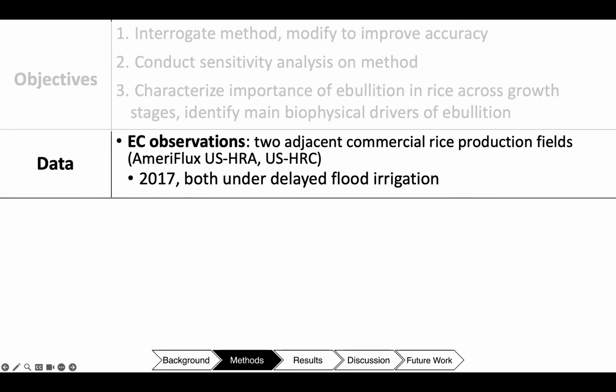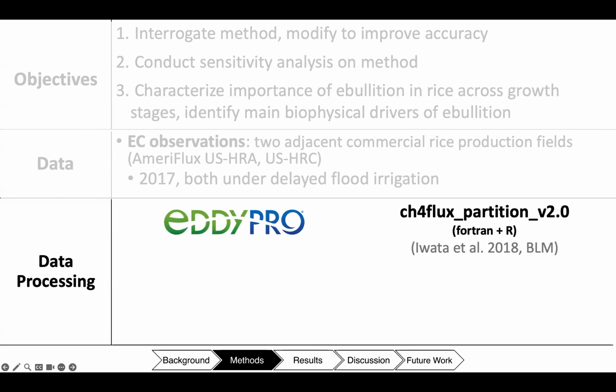Our data set was from our 2 rice fields in Arkansas, big 26 hectare, zero grade leveled production scale fields. This data set was from 2017 when they were both under continuous flood irrigation. That's very easy to create a lot of methane in that landscape, so it's a good test case scenario.